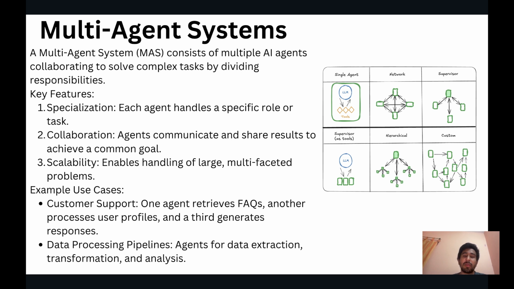In the future videos, we will discuss the multi-agent system and the different structures which can be used for building multi-agent systems.